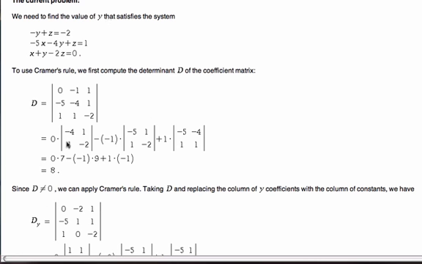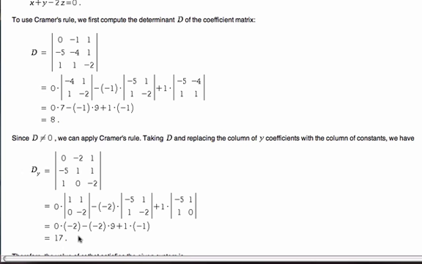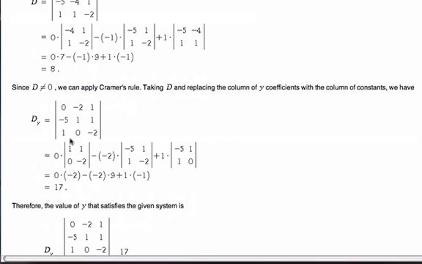So remember what we did. We take our D matrix, and we're going to replace the y values with the constants for each of these equations, which is negative 2, 1, 0. That's going to go right down the center here. So you have negative 2, 1, 0 here. And now we're going to evaluate this just like we did before.